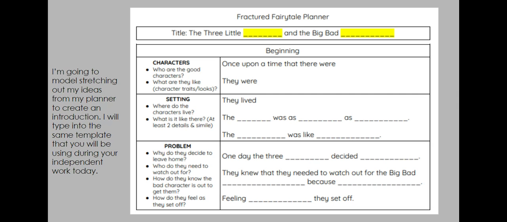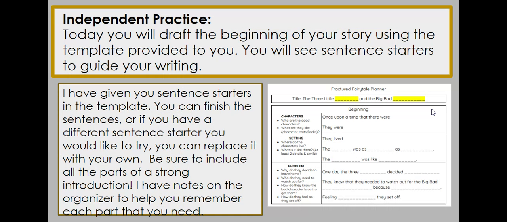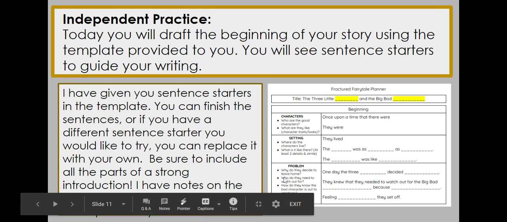That's exactly what you're going to do today. After you read through your writing, you're going to turn it in so that I can check it out before we move to the next event. So today you're going to draft the beginning of your story using the template provided to you. You'll see the sentence starters that I used to guide your writing. You do not have to use them. If you want to start your story with something other than "once upon a time," if you'd rather say "long, long ago" or "many, many years ago," you can absolutely do that. Just make sure that your sentence is complete and clear and still answers all of the questions that I have here to guide you.